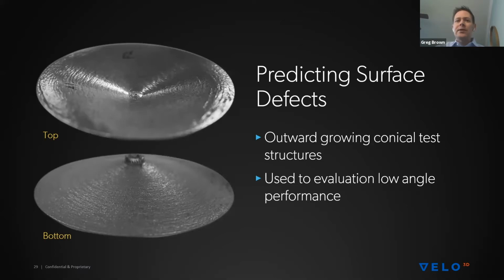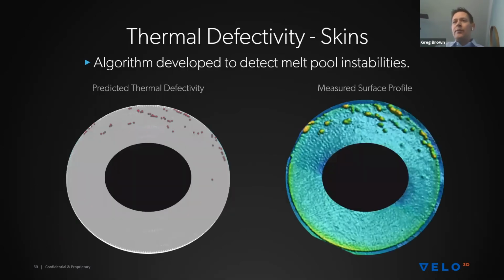I think it's at 15 degrees in this case. And we're trying to say, based on the sensor data, can we predict whether or not the bottom surface is going to be defective or not? This is an example of the defectivity algorithm that we've created and how it works on these types of test structures. And you can see on the right-hand side, that's a key and surface profile of what the bottom surface of that part looks like.